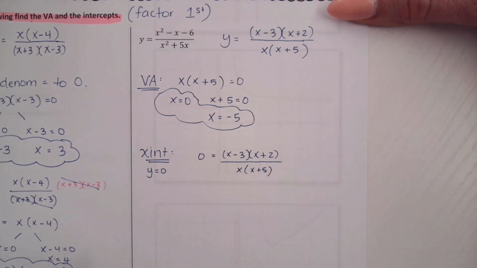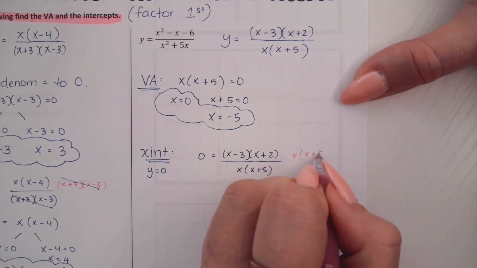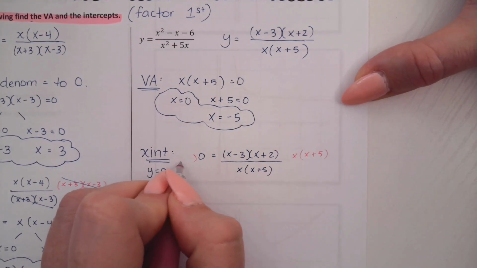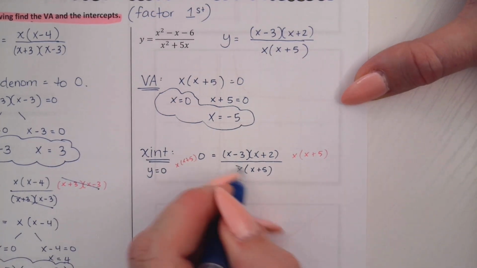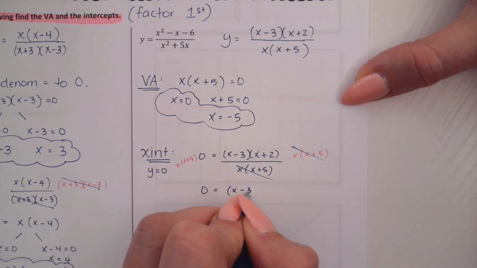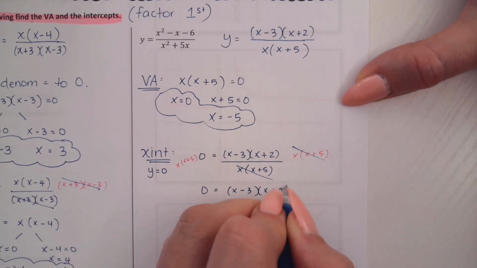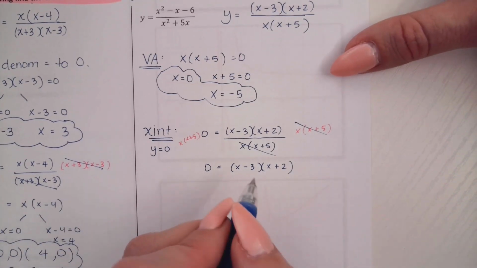Because your denominator is going to cancel. And then over here, it's going to turn to 0 when you multiply by 0. So you're really just taking the numerator and setting it equal to 0. Which means we're going to have how many x-intercepts? 2.